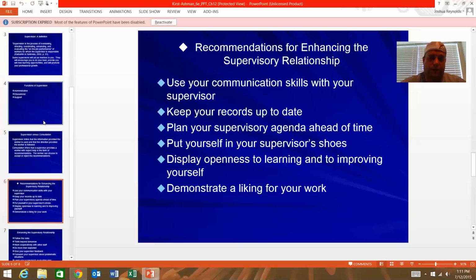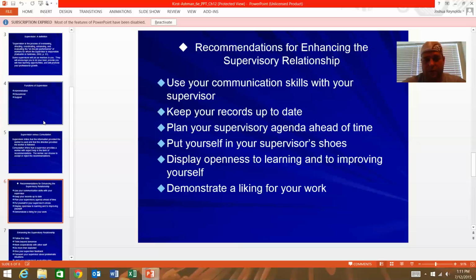Put yourself in your supervisor's shoes. This is empathy again. What do they care about? What are they being judged on? If you're a case manager and your supervisor manages 10 of y'all, what are they being judged on? What is their performance evaluation about? What are they responsible for that you're not responsible for? Maybe budgets. It may be, again, supervising the whole team. There may be things that you don't even know about.